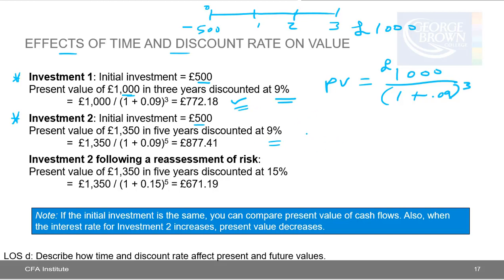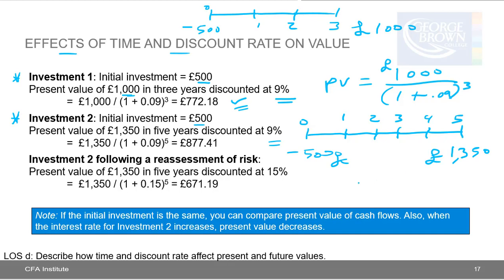Investment number 2, on the other hand, this is why, using present value, you can compare investments for different time periods and make some judgments. So here we have time 0, 1, 2, 3, 4. So we're looking at the end of 5 years. It's the same initial outlay of 500 pounds, but the choice is at the end of 5 years, you could receive 1,350 pounds, and you want to be able to compare them.